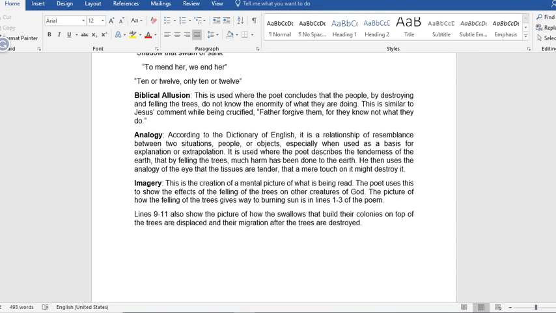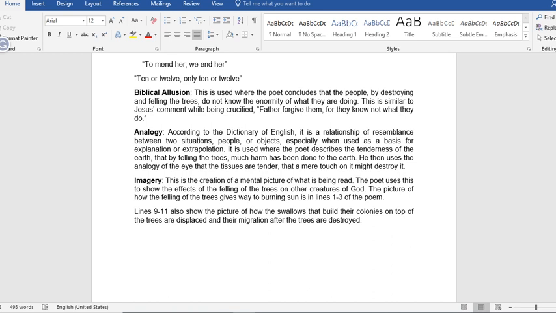That's it. There's also the use of biblical allusion. This is used where the poet concludes that the people, by destroying and felling the trees, do not know the enormity of what they are doing. This is similar to Jesus' comment while being crucified, quote, "Father, forgive them, for they know not what they do." Biblical allusion is when a reference is made to the Bible.